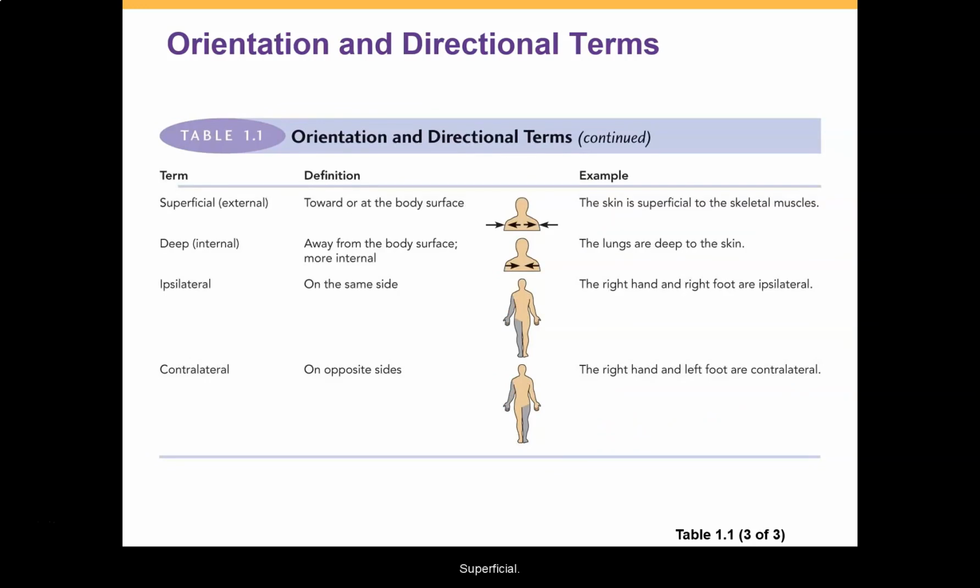Superficial versus deep. Superficial means towards the body surface. Deep means away from the body surface. In other words, more inside or internal. Another way of saying superficial is external. Another way of saying deep is internal.